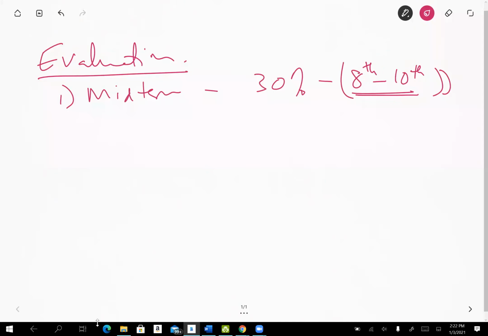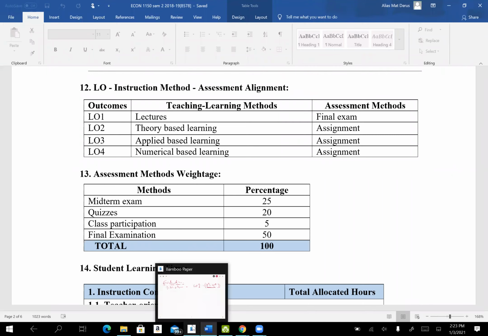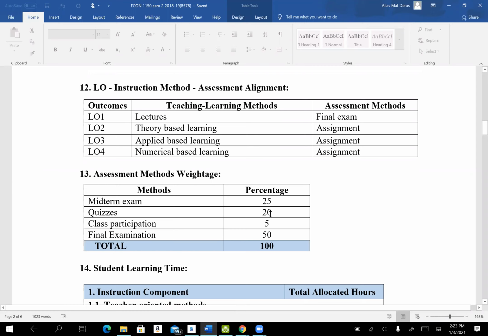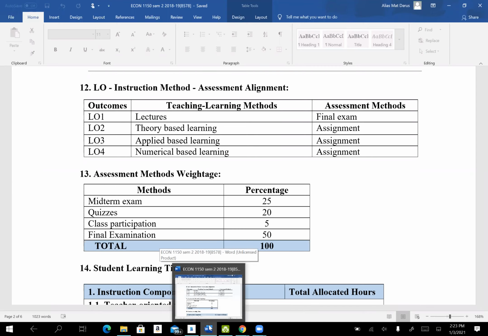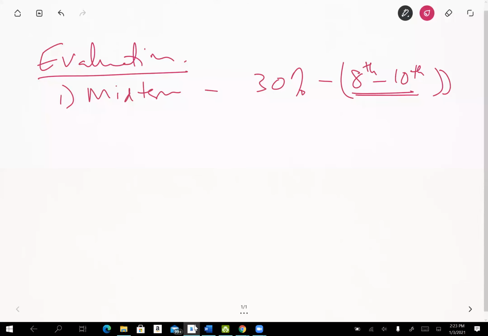Now, number two, what is this number two? The quiz. There will be one or two quizzes. Last semester, I managed to do only one quiz. So either one or two, depending on timing. At least you have one. And the quiz is 10%, not 20. So I will make the correction. Number two, you have quiz. It's either one or two, and that is 10%.